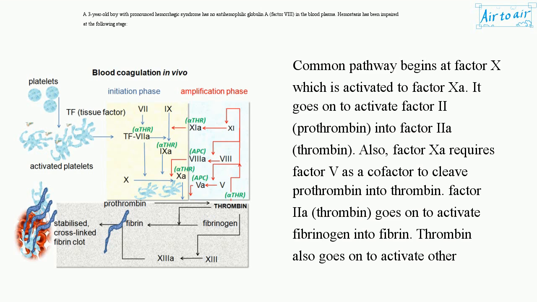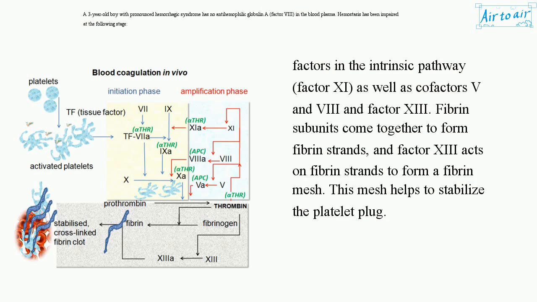Thrombin also goes on to activate other factors in the intrinsic pathway, factor XI, as well as cofactors V and VIII and factor XIII. Fibrin subunits come together to form fibrin strands, and factor XIII acts on fibrin strands to form a fibrin mesh. This mesh helps to stabilize the platelet plug.